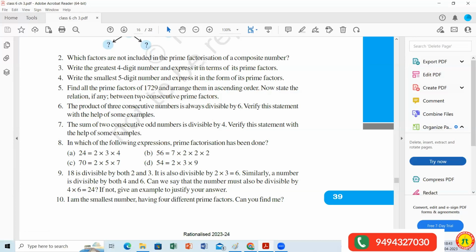Ma'am, can you conduct a quiz on composite numbers? Yes, we will go with composite numbers having more than 2 factors. That's all. Surely we will discuss.